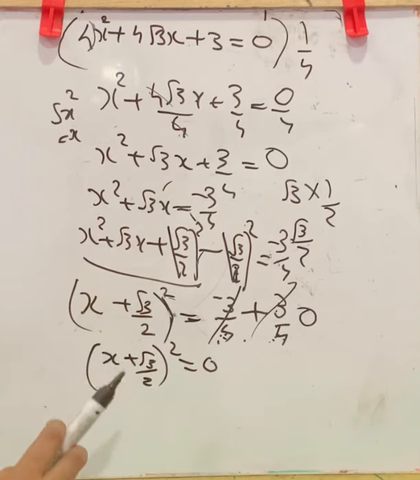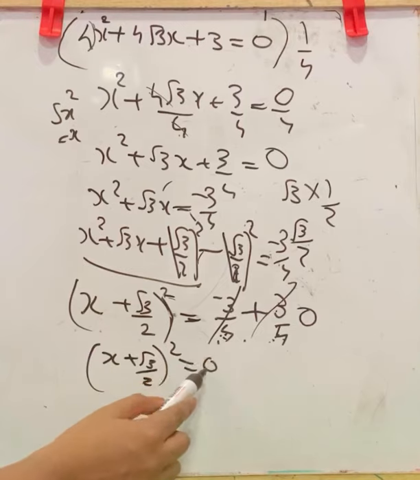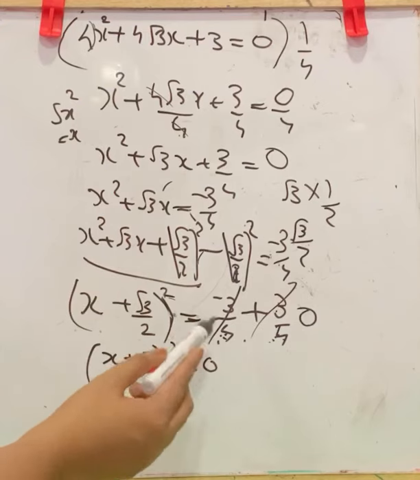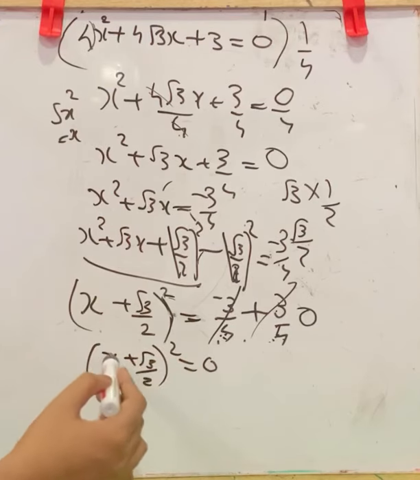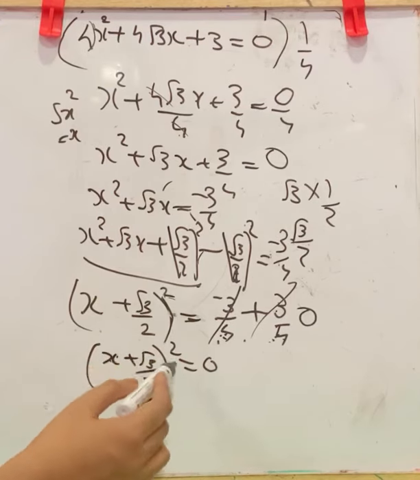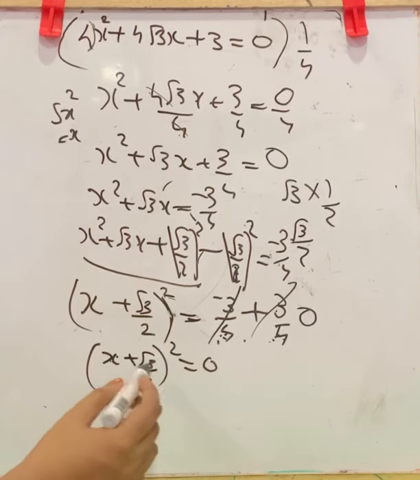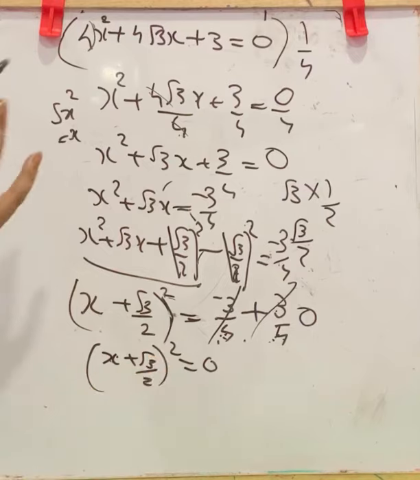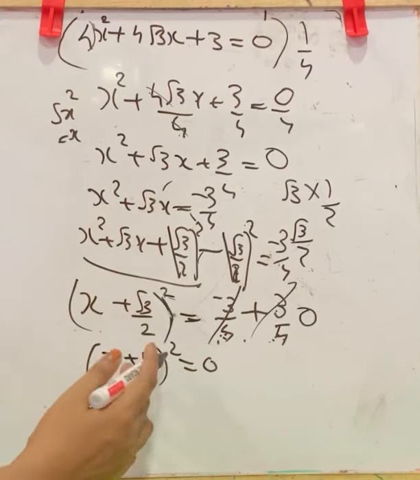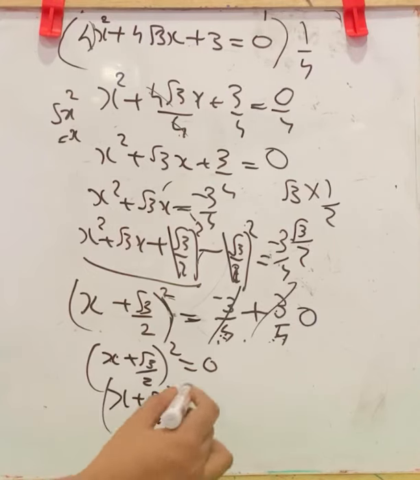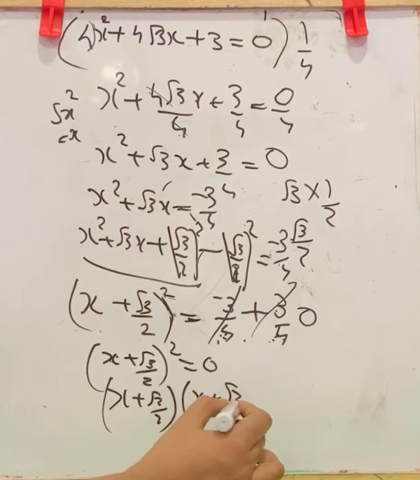Here we don't need to take square root on both sides because on RHS we have 0. In the previous questions we had some value on RHS, that is why we took square root on both sides and found the value of x. Here you can simply use the identity: x plus y whole square means x plus y into x plus y, that is the meaning of square, right? So here we can write it as x plus root 3 by 2 into x plus root 3 by 2.